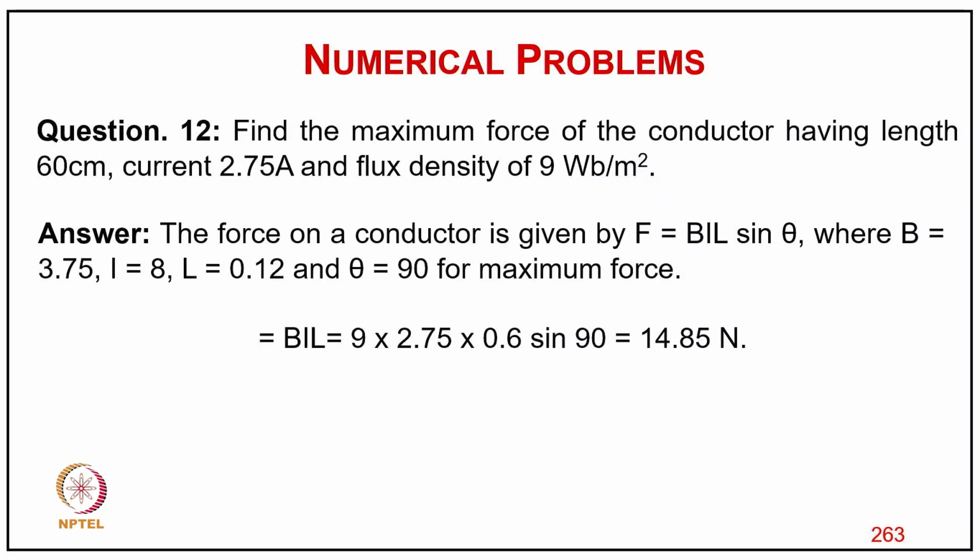The question 12 is, find the maximum force on the conductor having a length of 6 centimeter, current 2.75 ampere and flux density of 0.9 Weber per meter square. The force on conductor F equal to B I L sin theta, with theta equal to 90 degrees, so getting a force equal to B I L, it comes 14.85 Newton.